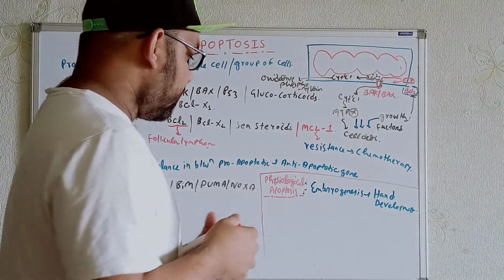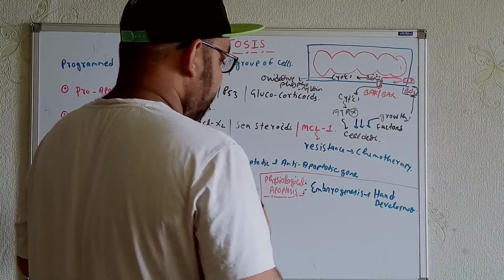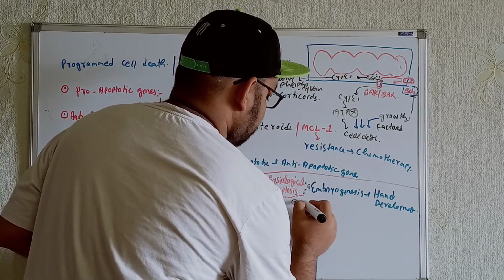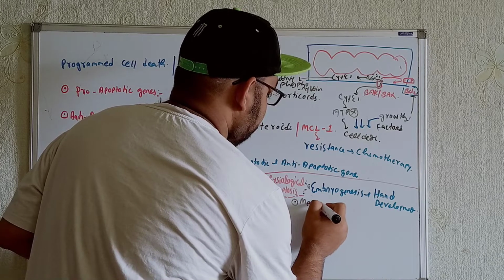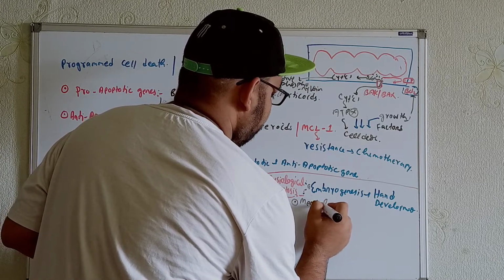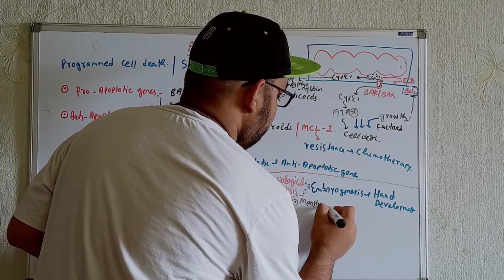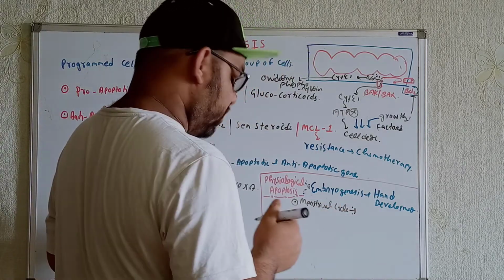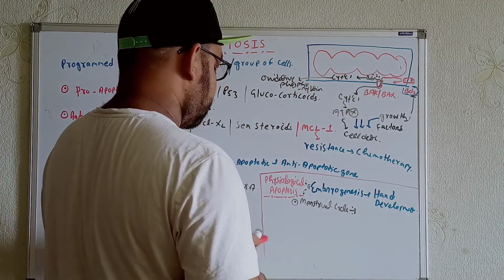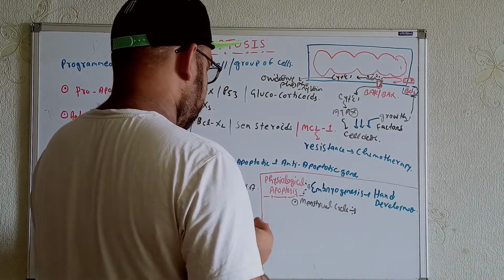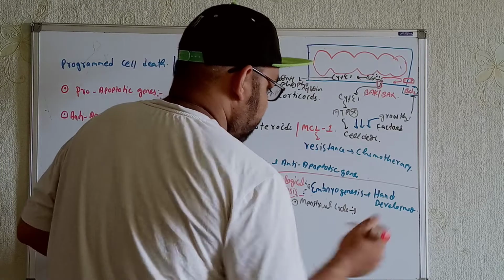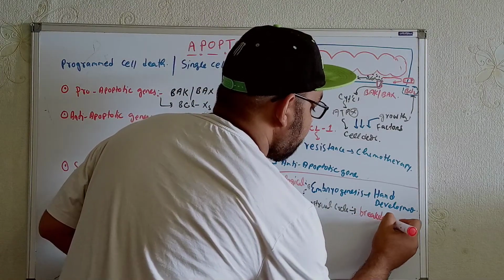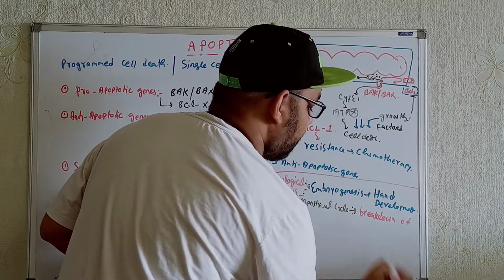The second thing we can talk about is the reproductive age in the female, the menstrual cycle. During the menstrual cycles in the reproductive age, we know there is the breakdown of the endometrium. So this is also apoptosis over here. So it's also physiological apoptosis, the breakdown of endometrium.